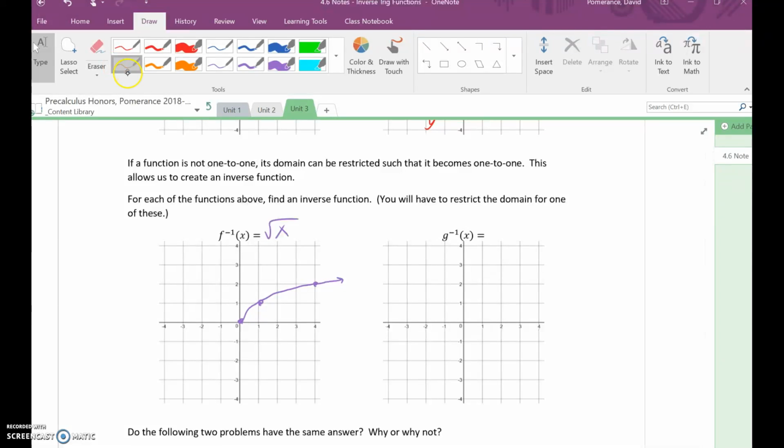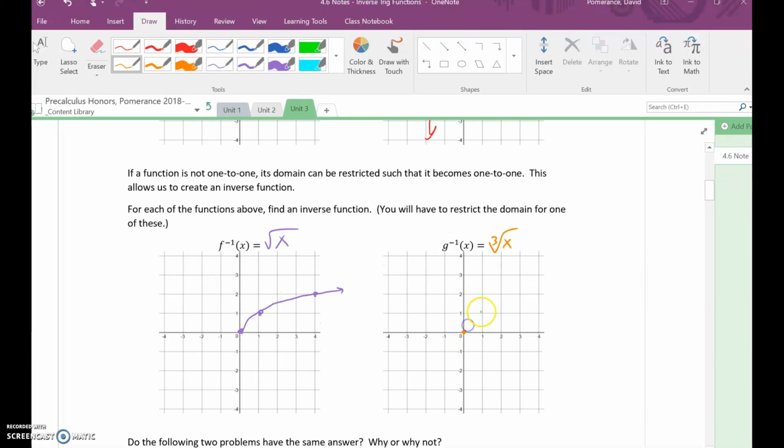On the other hand, the inverse of x cubed is cube root of x, and if we take 0, 0, and 1, 1, and 8, 2, which is the next point over there, and -1, -1, and -8, -2, we've got that function. And that's the entire original function reflected.